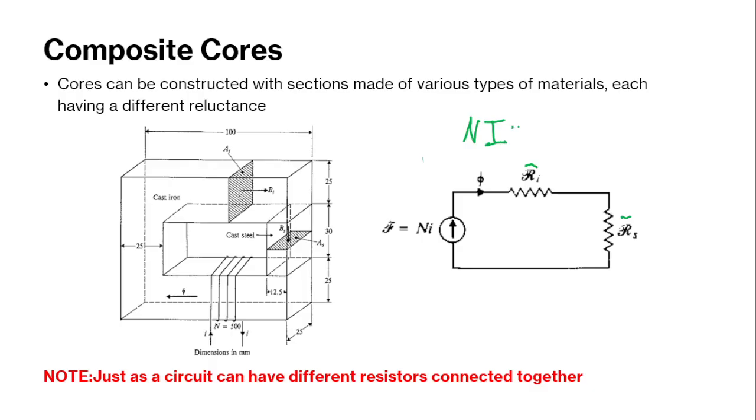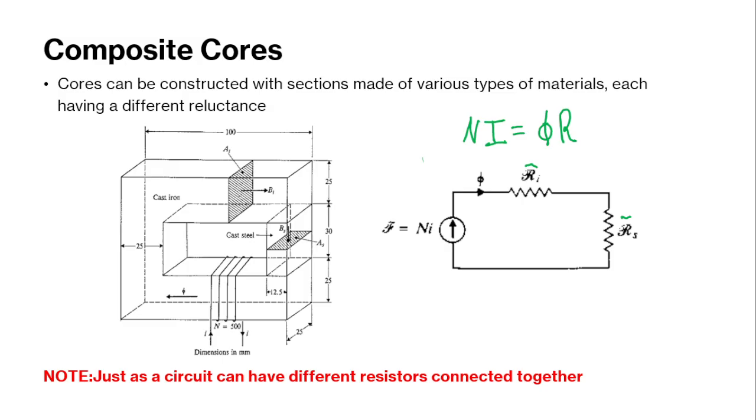So you use Ni equals phi times R. If it's in series, the flux will be the same. Same flux, different reluctance. Correct, that's right. Nice. So that's basically it.